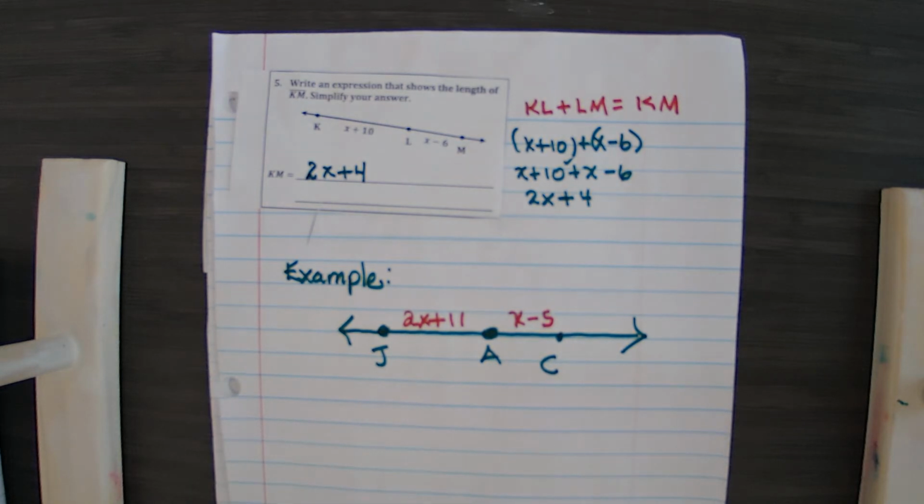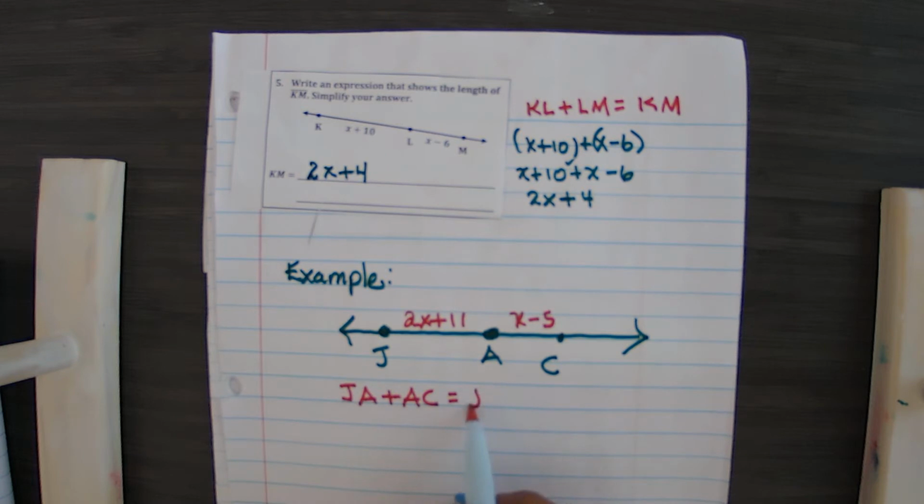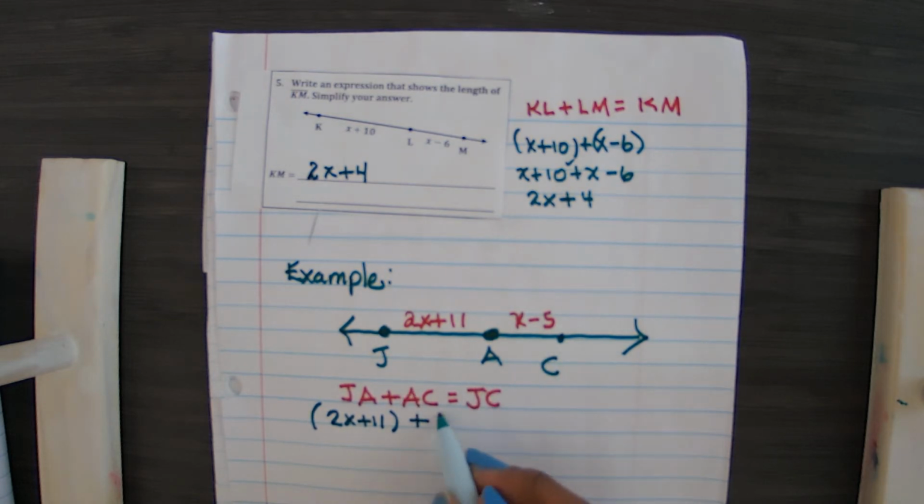Now, this is not going to be a numerical value. I don't know the value of x, but I do know that x stands for a number. So, the segment addition postulate says that JA plus AC is equal to JC. So, I'm going to substitute in. JA is 2x plus 11. I'm going to put in parentheses. That added to x minus 5. And that should give me my total length.